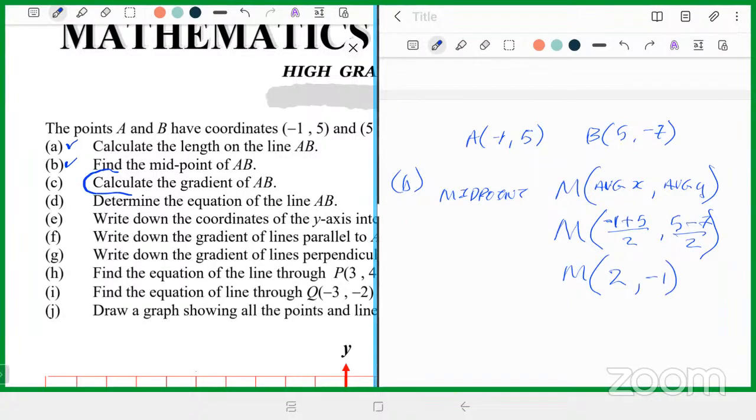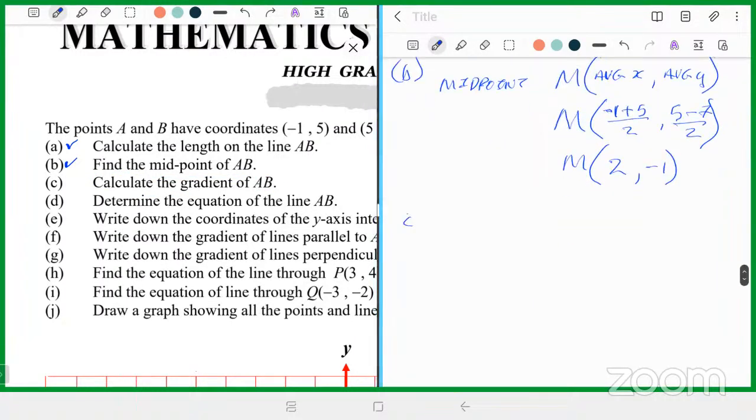The next thing I want us to calculate is the gradient of AB. Gradient of AB. Now, we all know gradient is rise over run. Part C, we want the gradient, which is really the measure of slope. Lowercase m is the symbol for gradient. Capital M is the symbol for midpoint, but lowercase m is the symbol for gradient, and because it's the gradient of AB, I'm going to put a subscript AB right here. So I'm identifying that as the gradient of AB.